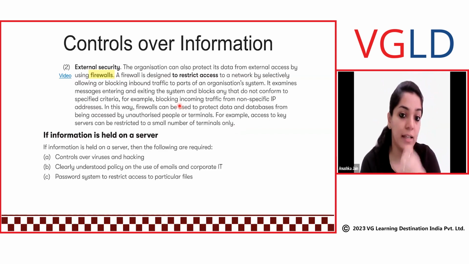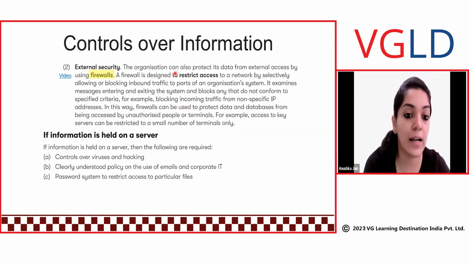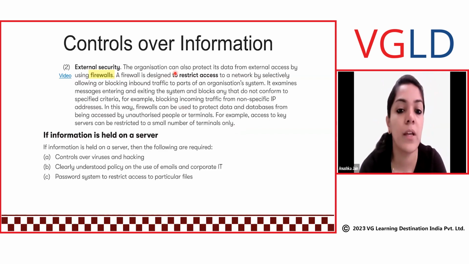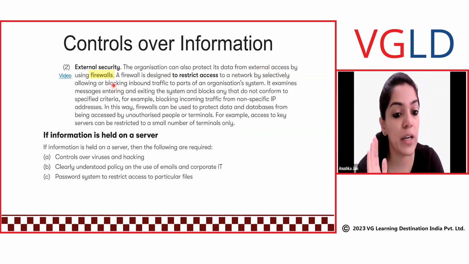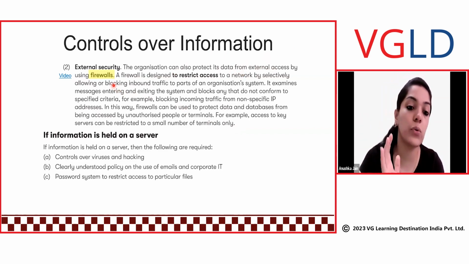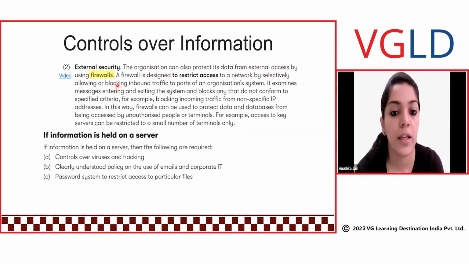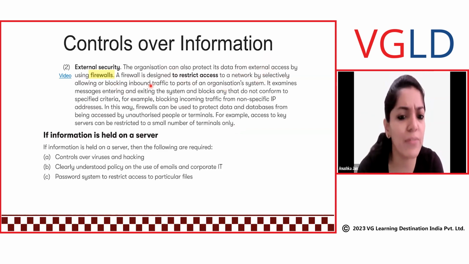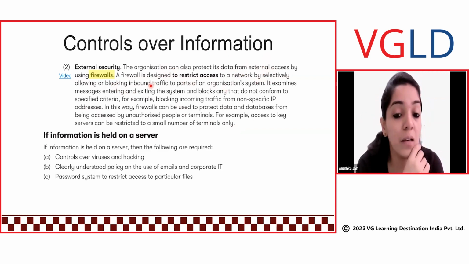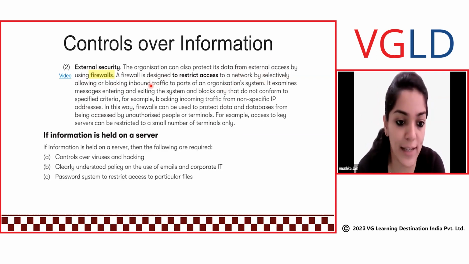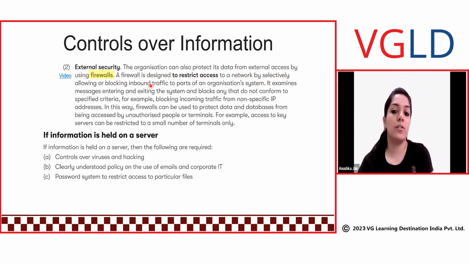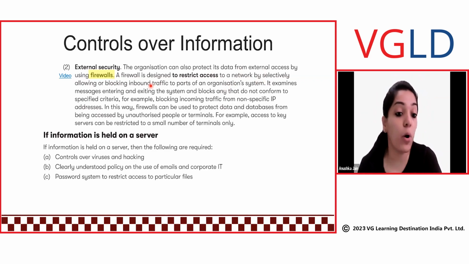Now, in this external security, we're talking about information systems protection. So the organization can also protect its data from external access by using firewalls. And firewall, now keep it in your mind, is akin to a security guard. A firewall is designed to restrict access to a network by selectively allowing or blocking inbound traffic to parts of an organization's system. So, there are some websites which are blocked.